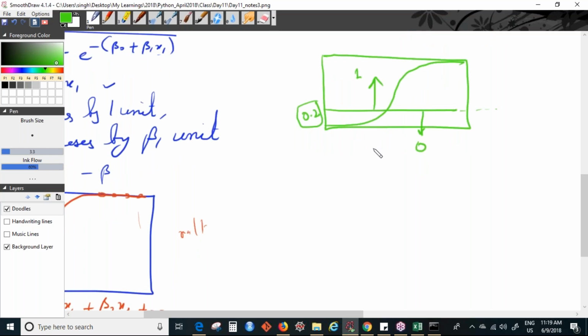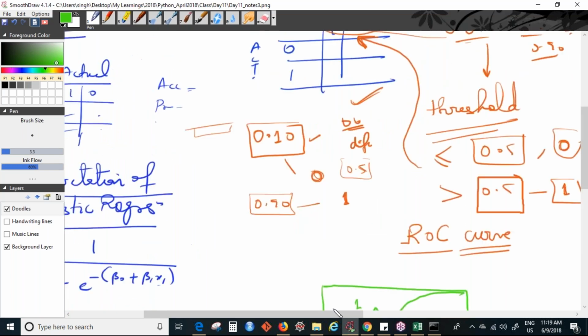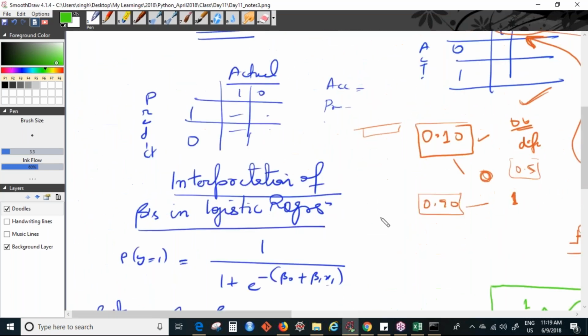But right now you just know that we use 0.5 as a threshold, and using that threshold we convert our probability to ones and zeros, and using those ones and zeros we compare with the actual using a confusion matrix, and we get the output. So this is what is shown here.